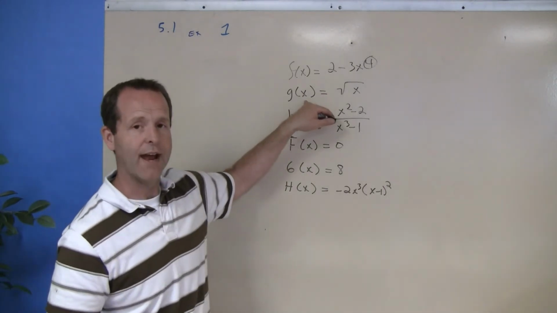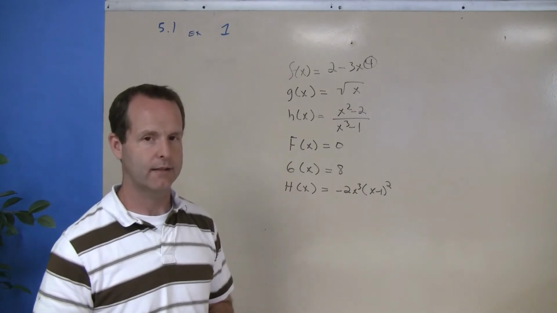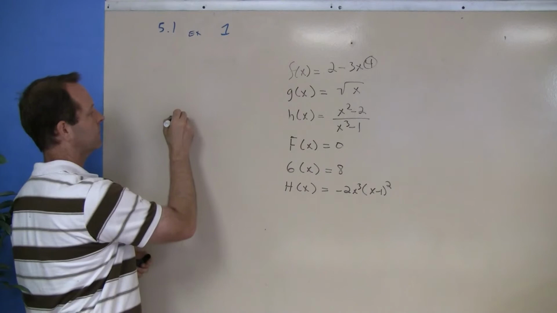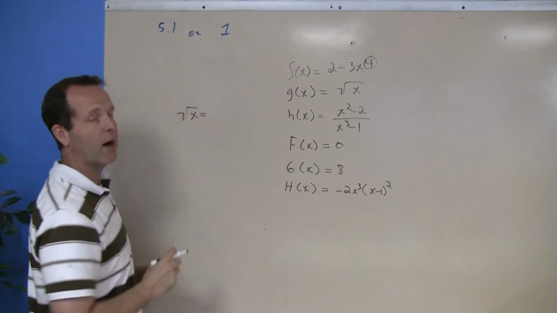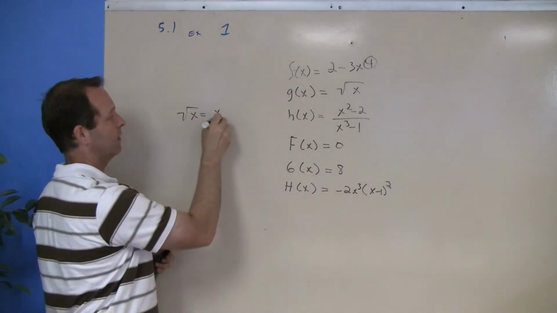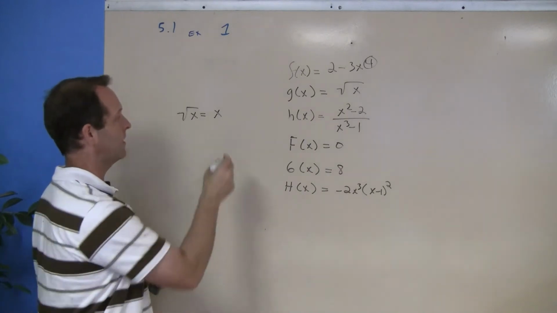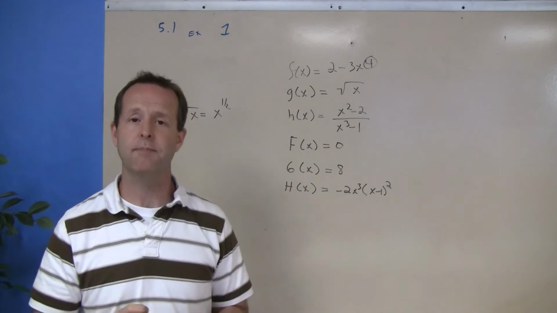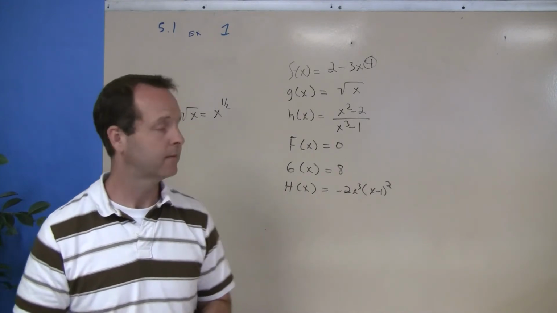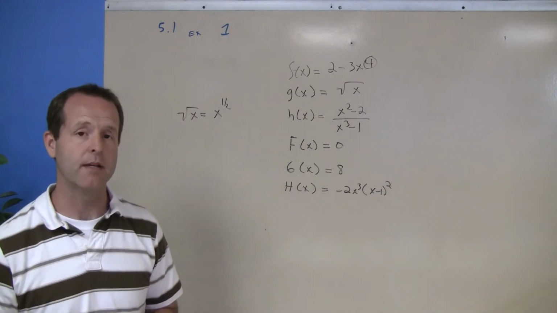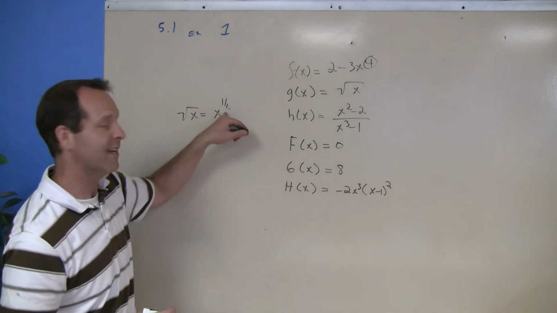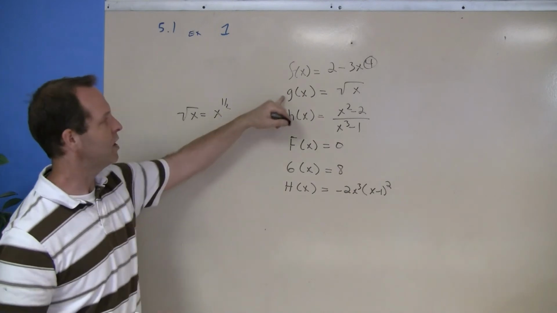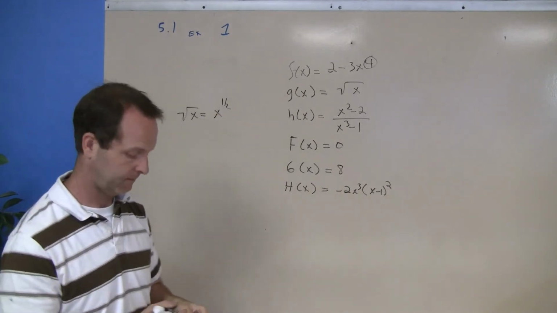The second one, g of x. g of x is not a polynomial function. And the reason why is I can rewrite square root of x as x to the 1/2. Remember how to go to exponent world? That's x to the 1/2. And to be a polynomial, your exponents must be non-negative integers. Must be a non-negative integer. And this is non-negative, but not an integer. So therefore, g of x is not a polynomial.